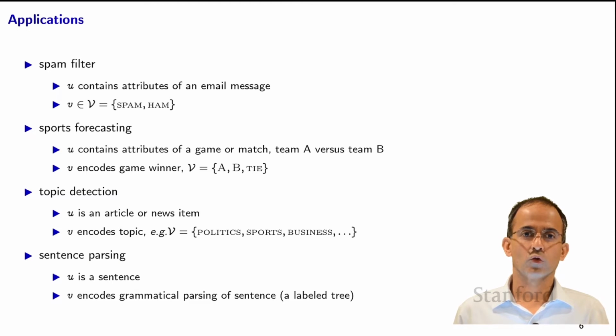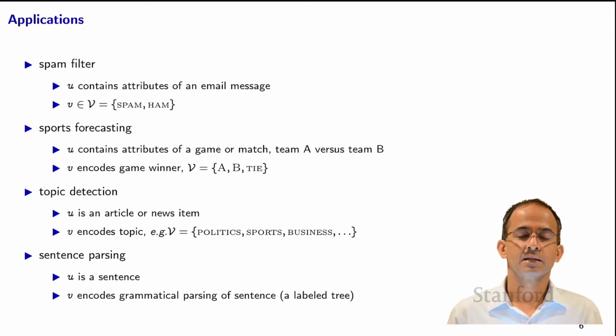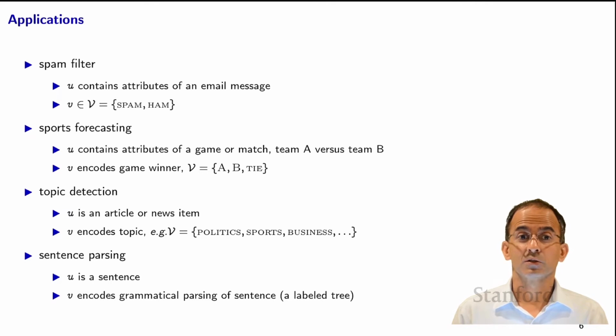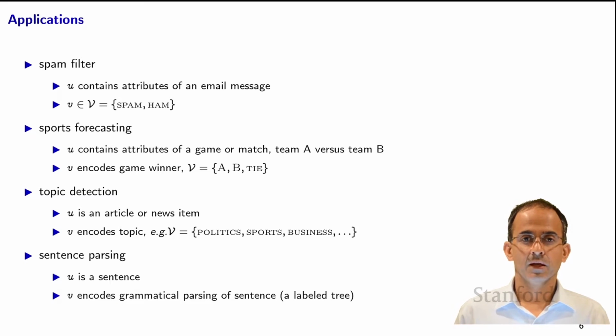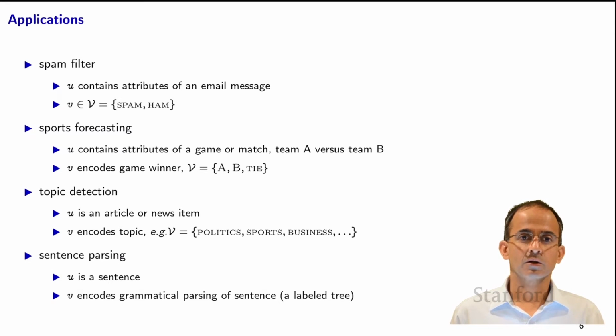Another example application of classification is sports forecasting. Here U contains the attributes of a game or a match, and team A versus team B, so which teams are playing, attributes of the teams themselves. And V encodes which of the teams wins the game, or possibly a tie. Topic detection, so U is an article or a news item, and V encodes the topic, so politics, sports, or business, and so on.